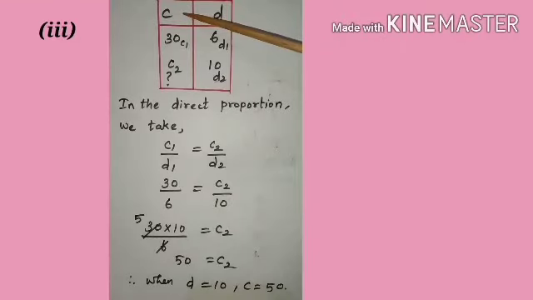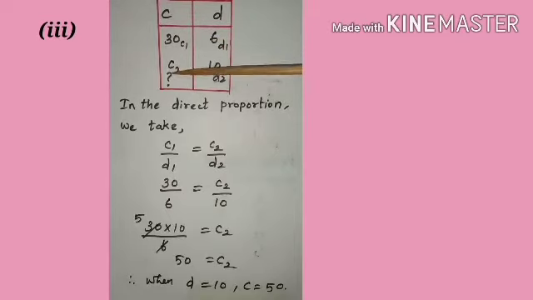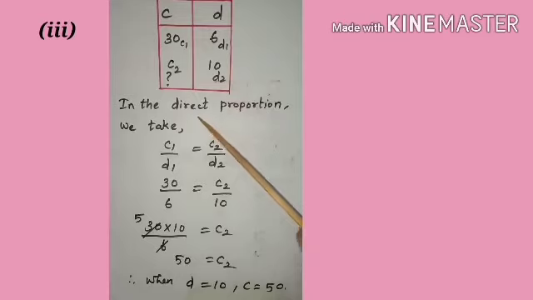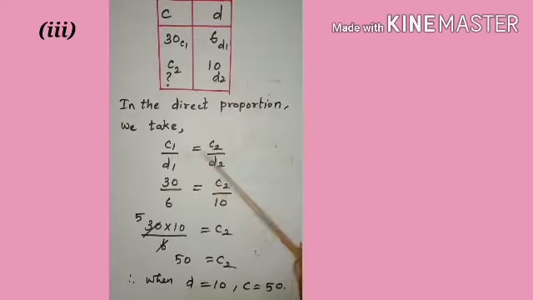Students, the last question is, find C when D is equal to 10. So it is given that when D is equal to 6, the value of C is 30. And when D is equal to 10, what is the value of C? So let it be C2. And we know that the relation between C and D is direct proportion. So we know that the condition is C1 by D1 is equal to C2 by D2.